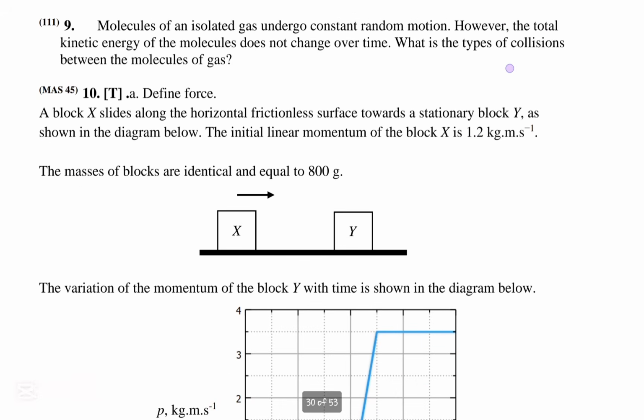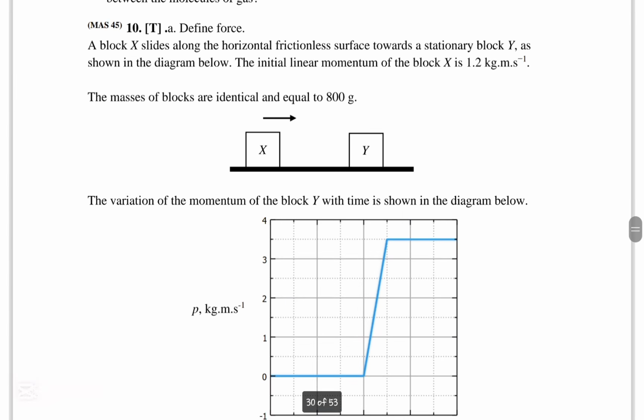What does it say? Molecules of an isolated gas undergo constant random motion. However, the total kinetic energy of the molecules does not change over time. When the total kinetic energy does not change, you will say that this has elastic collision. This is a very important theory, the gas theory, or the law of gases in chemistry, that ideal gas particles have perfectly elastic collisions, okay? So anyway, that's it for question 9. Let's move on to question 10.